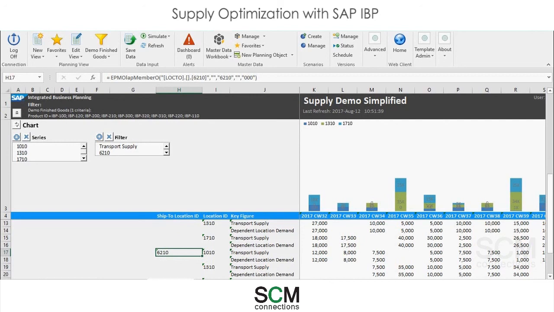And we did it here with SAP's IBP application in about 10 minutes. Pretty powerful tool, pretty great analysis.